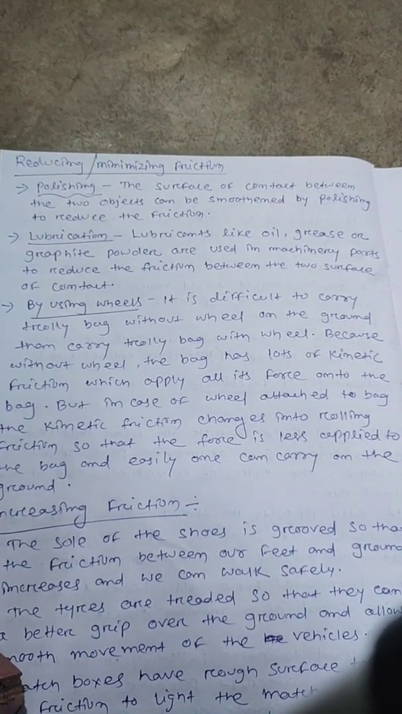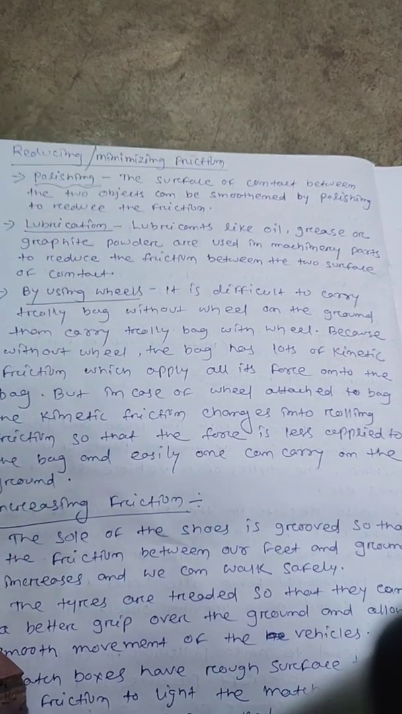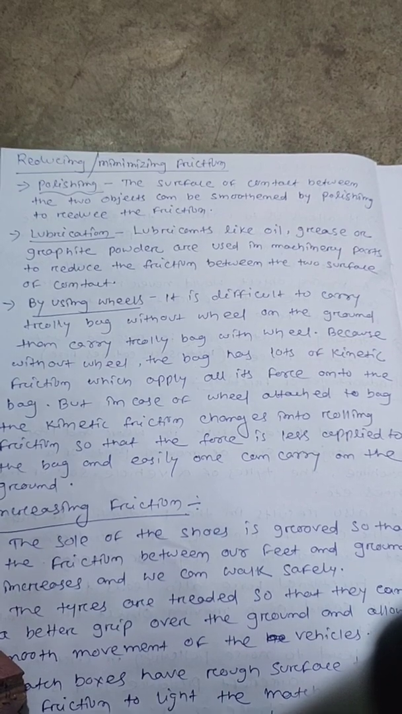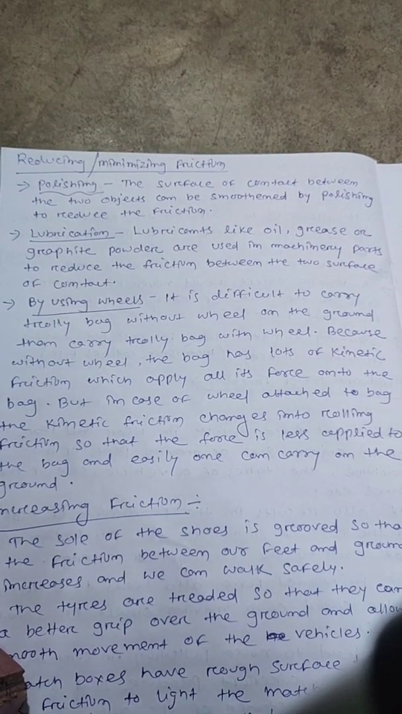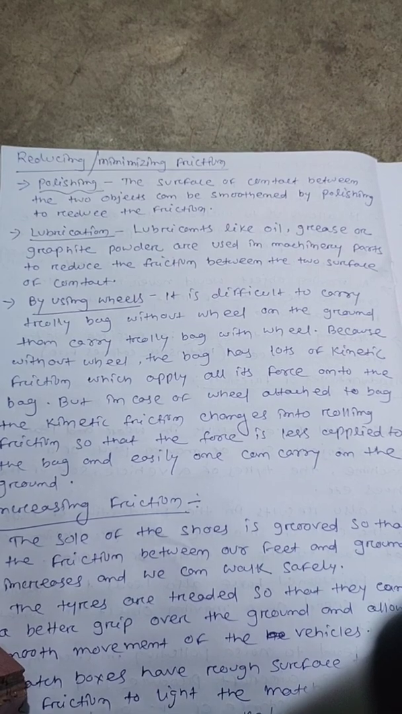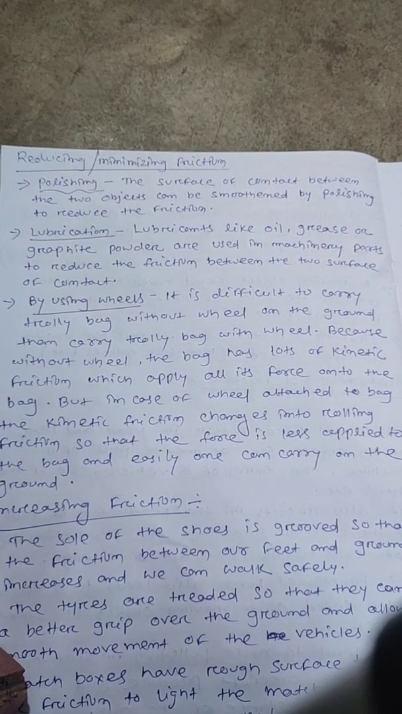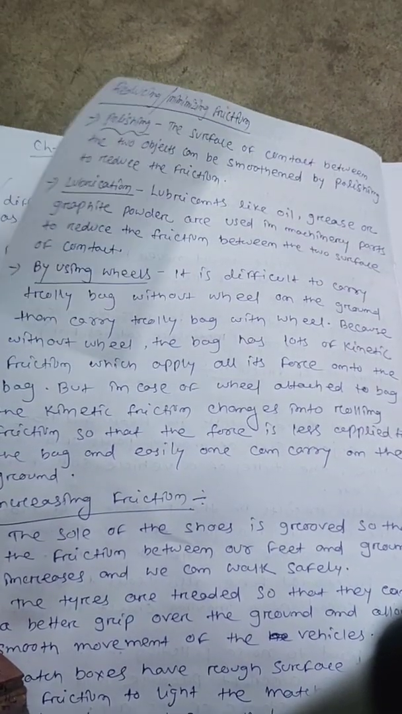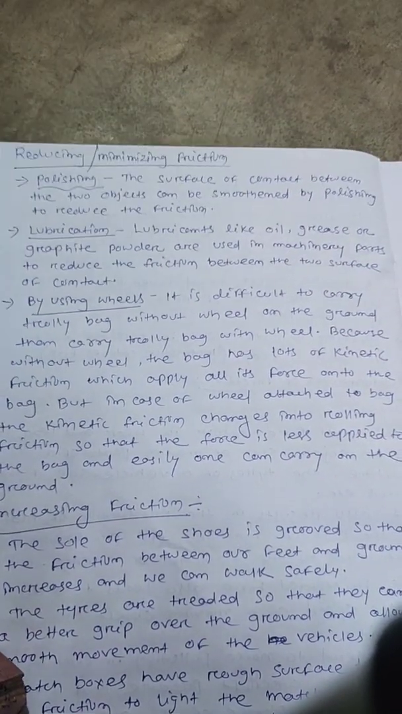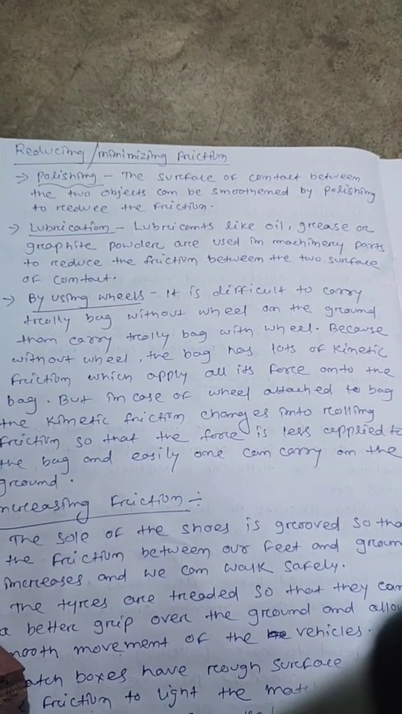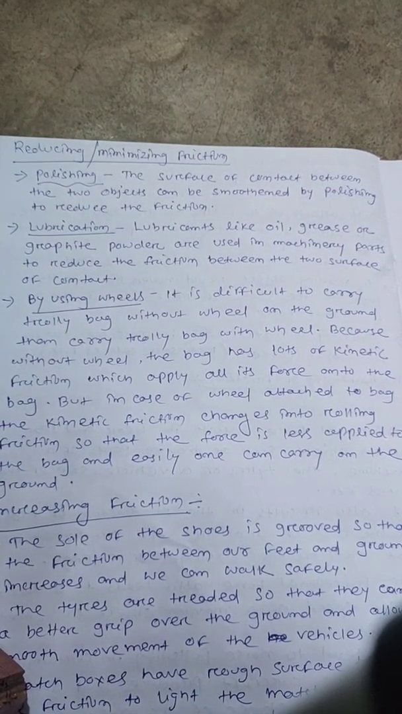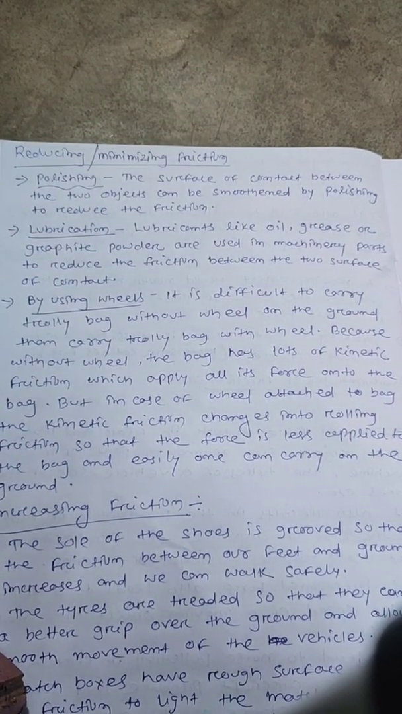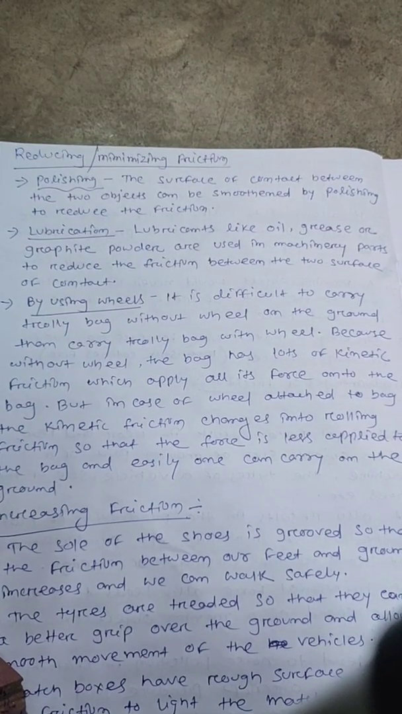We know that friction is produced between the two surfaces in contact, so the surface of contact between the two objects can be smoothened by polishing to reduce the friction. We can polish the bearing balls of cycles or any other vehicles so that they can work smoothly. It can smoothly move the tire parts or any other moving parts easily, and reduces the friction.